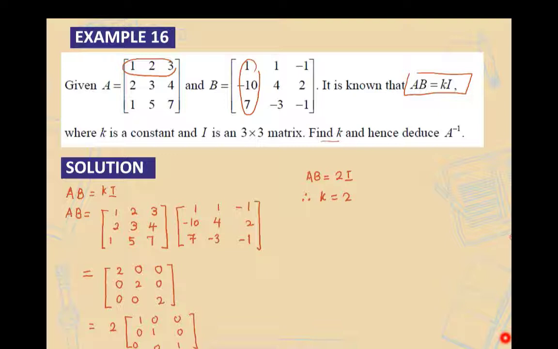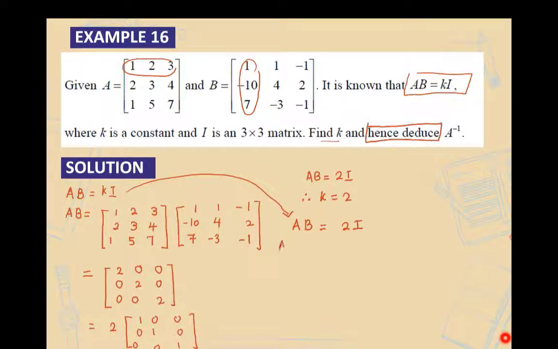Now second, hence deduce A inverse. This is a very important keyword. Hence deduce means we do not have to find A inverse. We just have to deduce from the given information or from the previous information. So our previous information is AB equals kI and k is 2. So we always start with the previous information for questions involving hence or deduce.